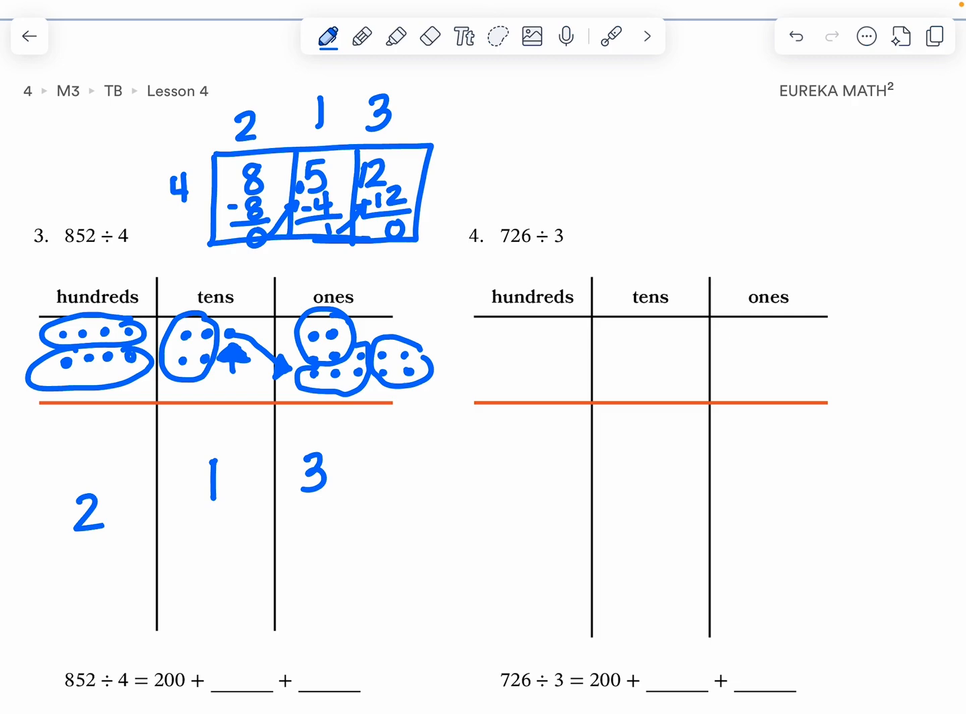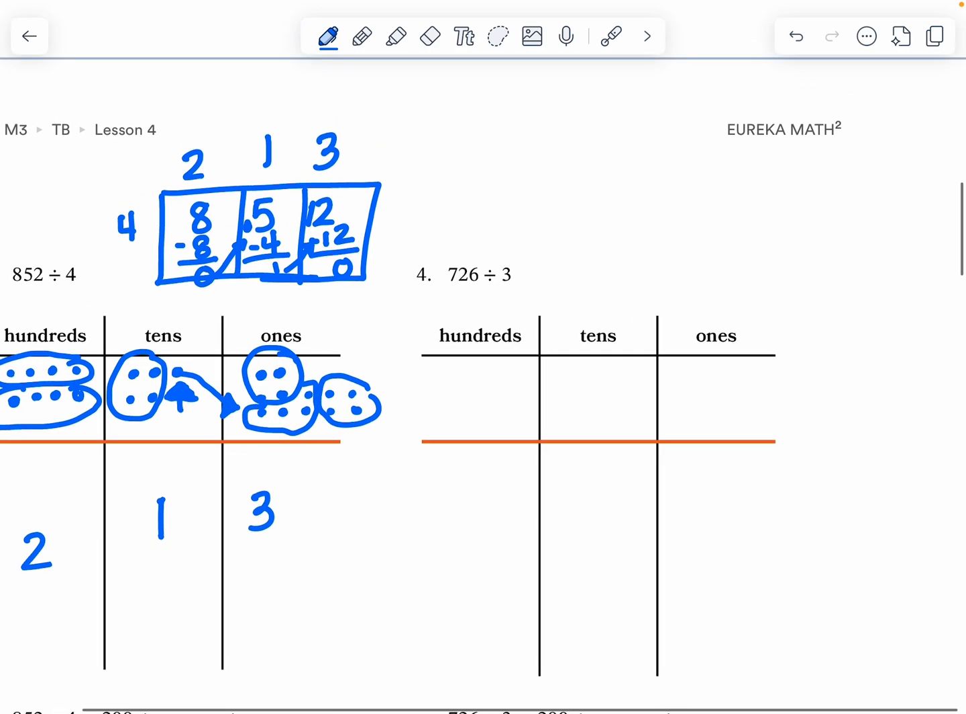Pause the video and you work number 4. Let's do number 4 using box division.